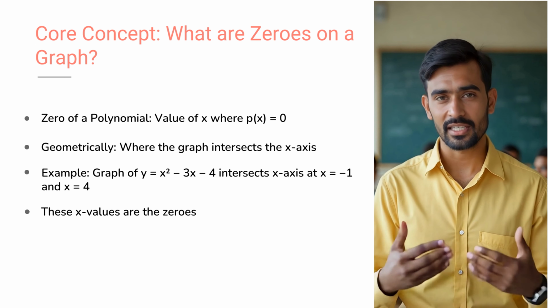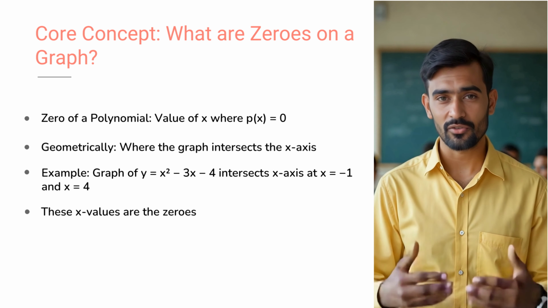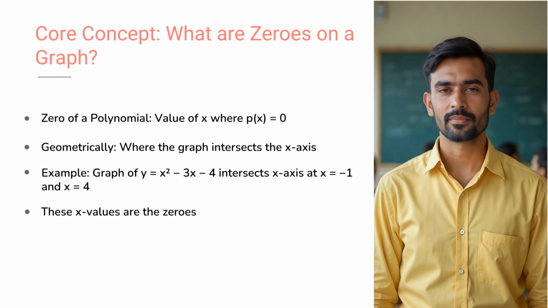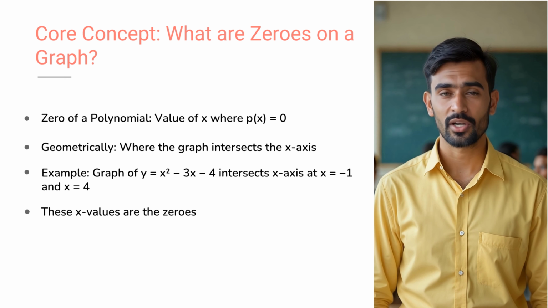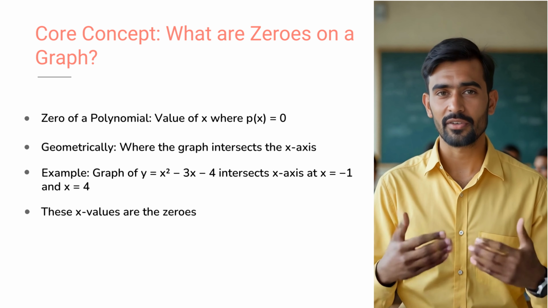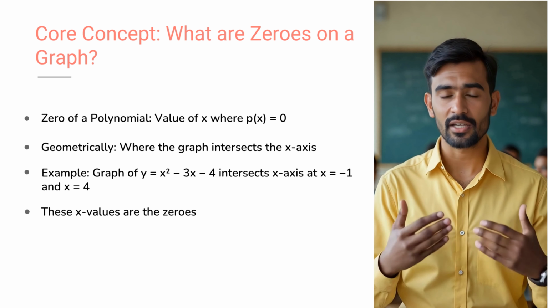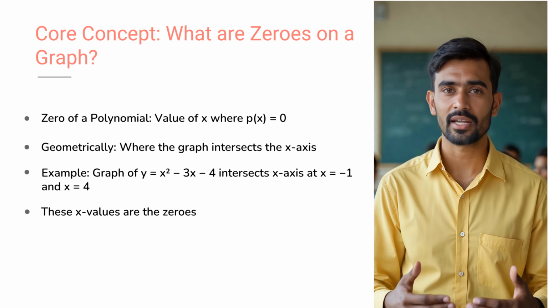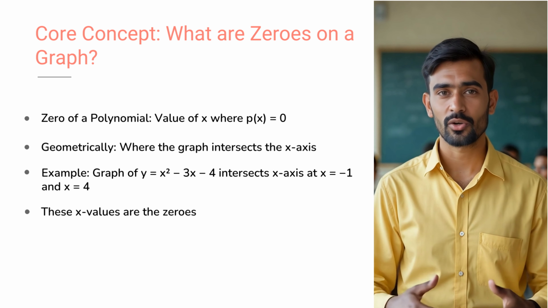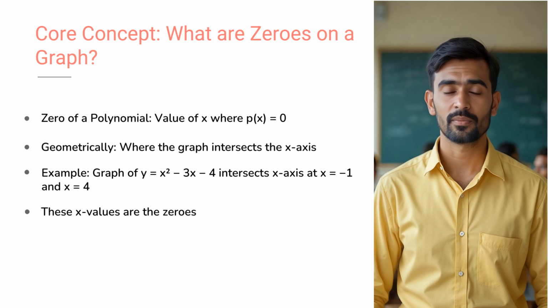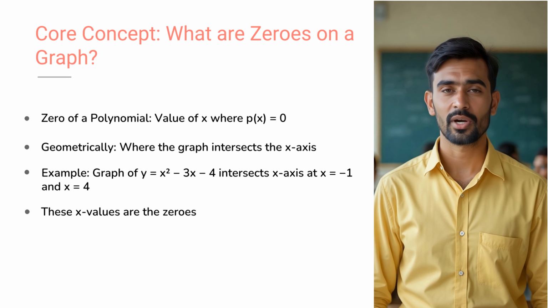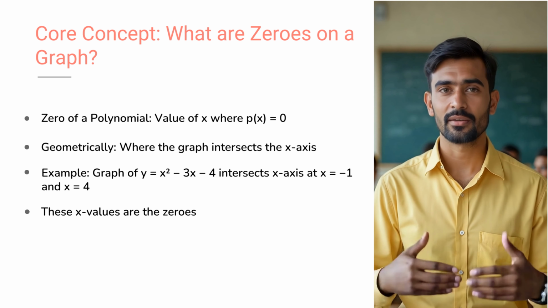Let's visualize this. Take the graph of y = x² - 3x - 4. It's a curve, a U-shaped one called a parabola. Now notice something. This curve touches the x-axis at exactly 2 points, where x is -1 and x is 4. These are the x-coordinates where the value of the polynomial becomes 0. So, the zeros of a polynomial are nothing but the points where the graph crosses the x-axis.